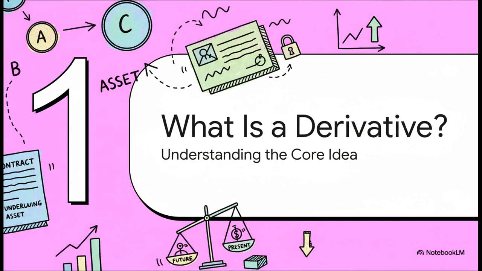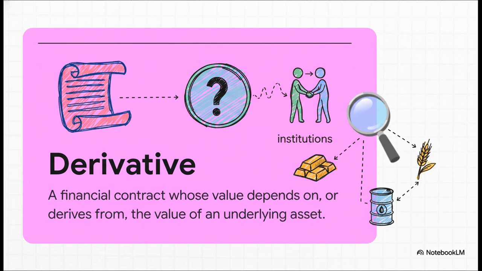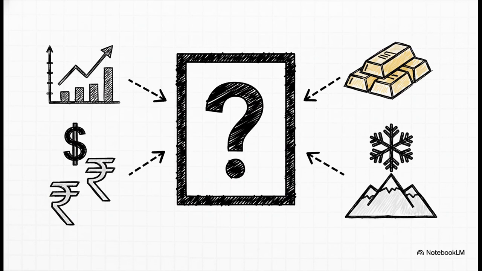The big question. What on earth is a derivative? When you strip everything else away, a derivative is just a contract. It's an agreement between two people or two parties. But here's the absolute key. The contract itself doesn't have its own value. Its worth depends entirely on the price of something else. Actually, the name itself gives you the biggest clue. A derivative's value is derived from what we call an underlying asset.